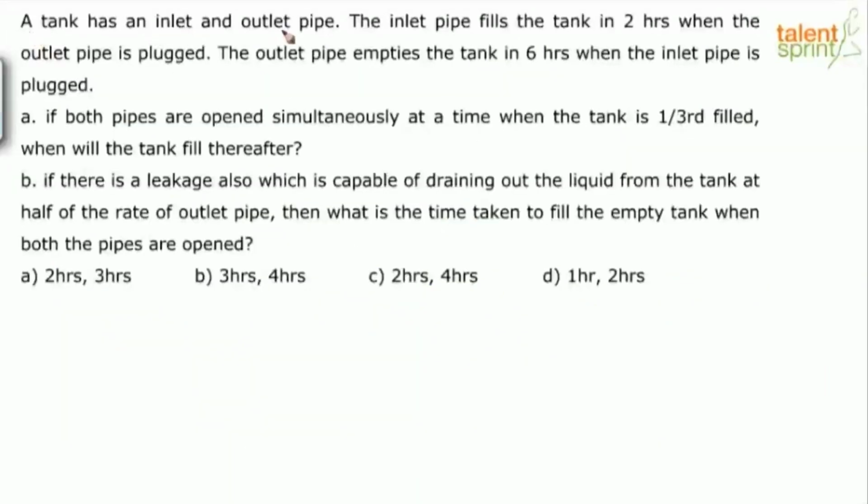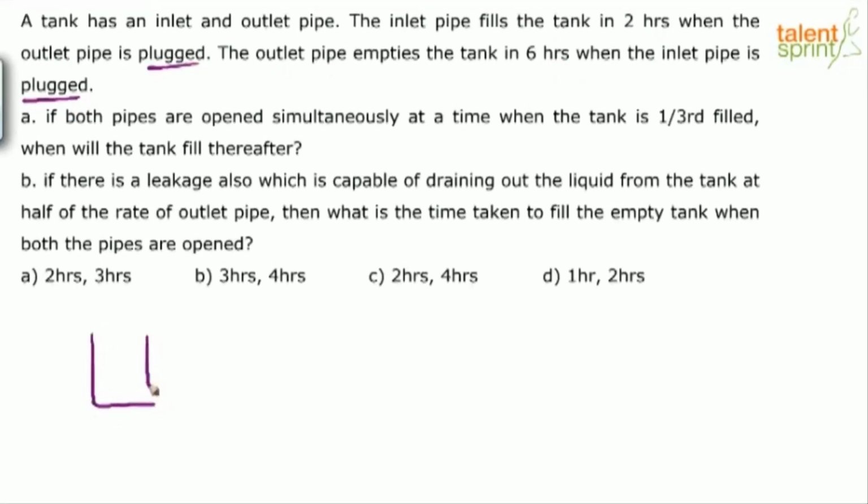A tank has an inlet and outlet pipe. The inlet pipe fills the tank in 2 hours when the outlet pipe is plugged. The outlet pipe empties the tank in 6 hours when the inlet pipe is plugged. So I hope all of you have understood what it means, right? When the inlet pipe is working alone, outlet pipe is plugged means what? It is closed, right? Pipe is plugged meaning pipe is closed. So when the outlet pipe is closed, the inlet pipe will fill the tank in 2 hours. Similarly, when the inlet pipe is closed, the outlet pipe will empty the tank in 6 hours. So this is like a regular case.